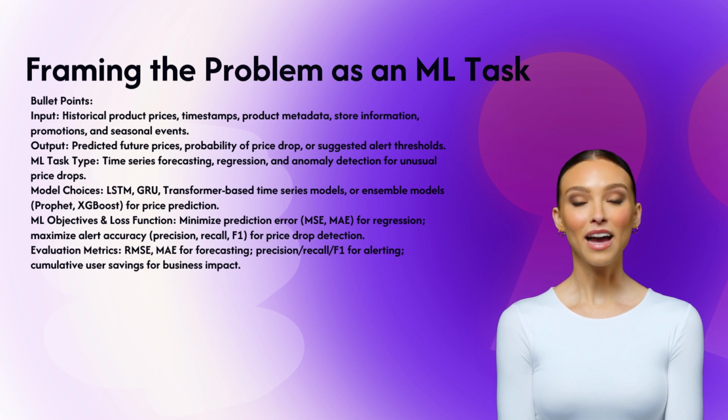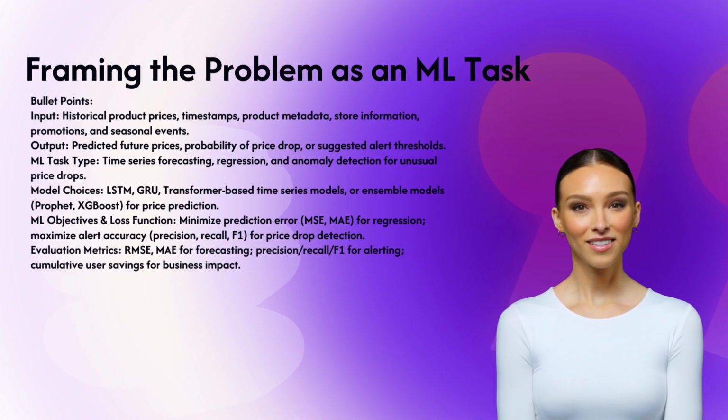5. ML objectives and loss function. For regression tasks, the objective is to minimize prediction error using loss functions such as mean squared error, MSE, or mean absolute error, MAE. For price drop alerts, classification metrics like precision, recall, and F1 score are optimized to ensure users receive accurate notifications without too many false alerts.